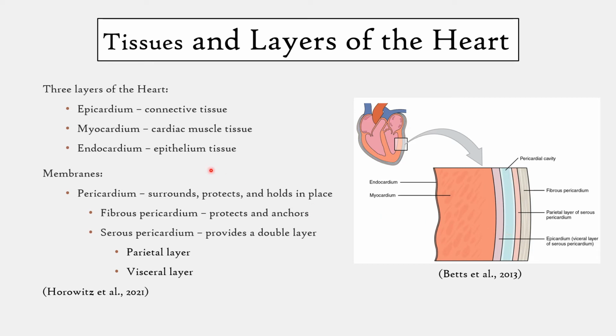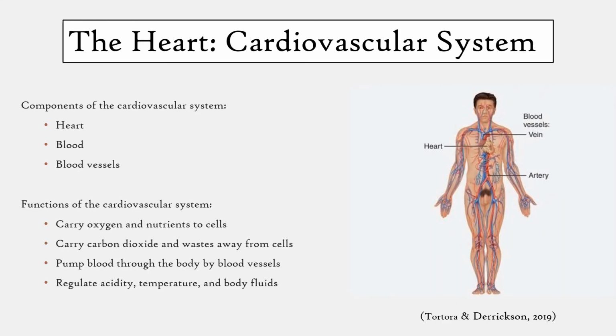The heart is involved in the cardiovascular system along with two other components, blood and blood vessels. The cardiovascular system carries out many functions in which the heart is continually trying to help maintain with the help of blood and blood vessels. The heart continually pumps to help transport deoxygenated blood to the right side of the heart, which then goes to the lungs to become oxygenated.